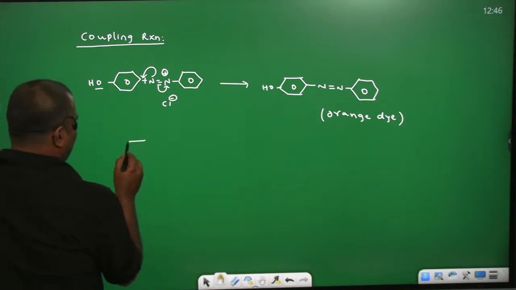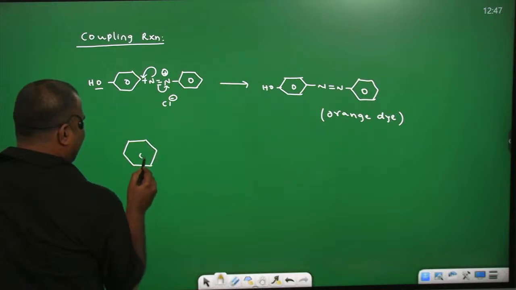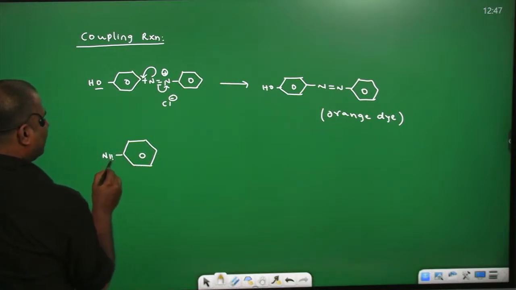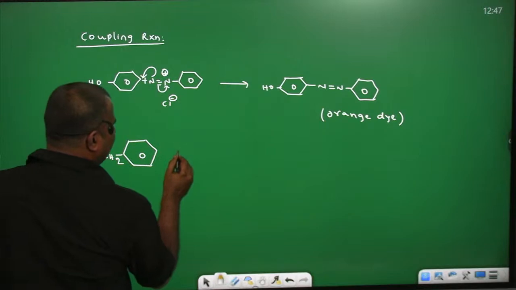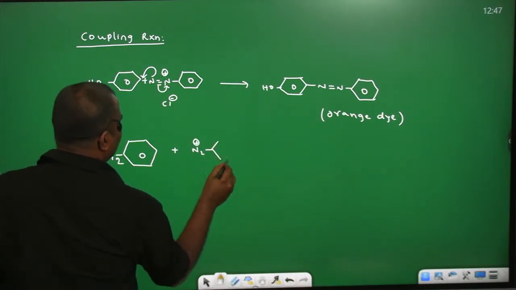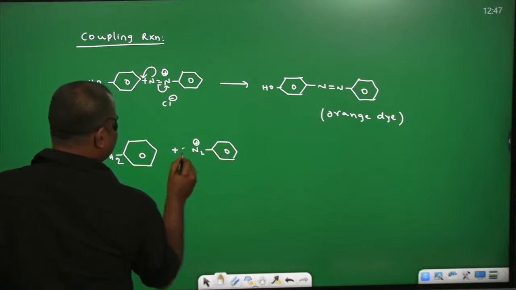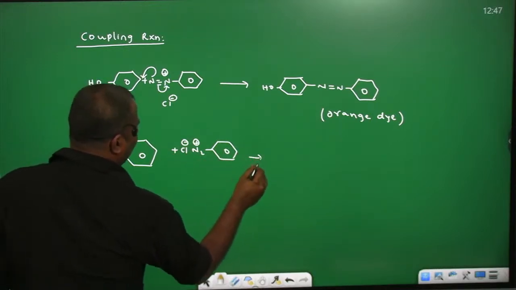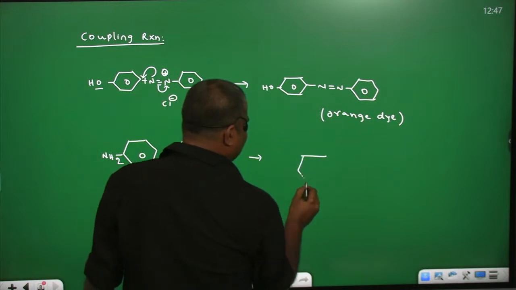The same reaction you can carry out by taking NH2, aniline. Take the same benzene diazonium chloride, N2+ Cl-. So what kind of product can you find in this reaction?